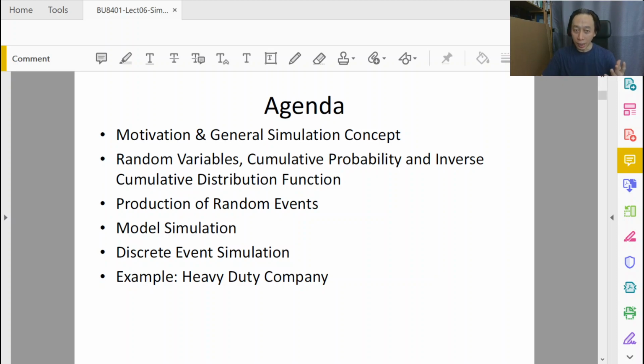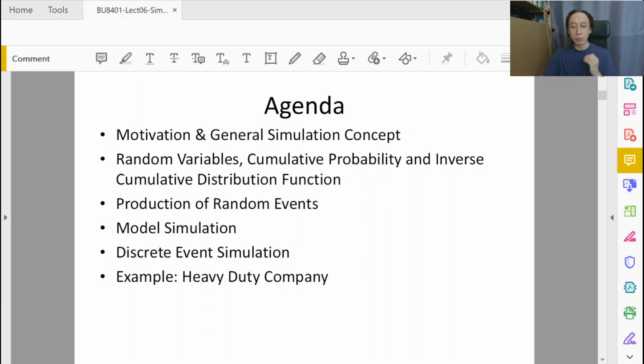So today's idea is very simple. Let's just quickly talk about the motivation and concept behind simulation. Then we've got to get to the basics of it all, and that is the random variables and a little bit on probability distribution because that's key. I really don't want to bog you down with too much statistics and mathematics, but we have to know the heart of it all, and that's the cumulative distribution function. So we'll talk about that.